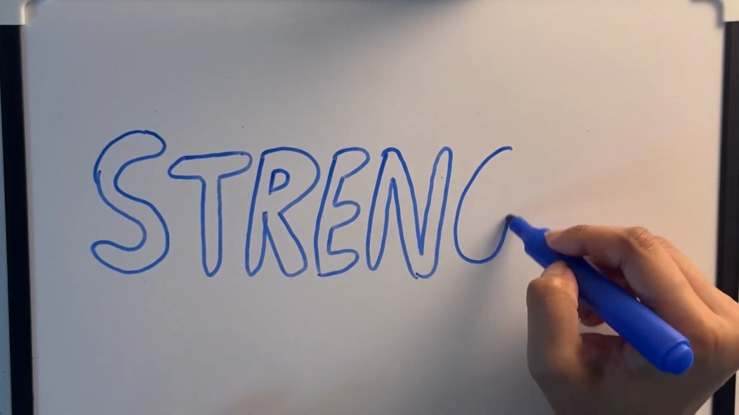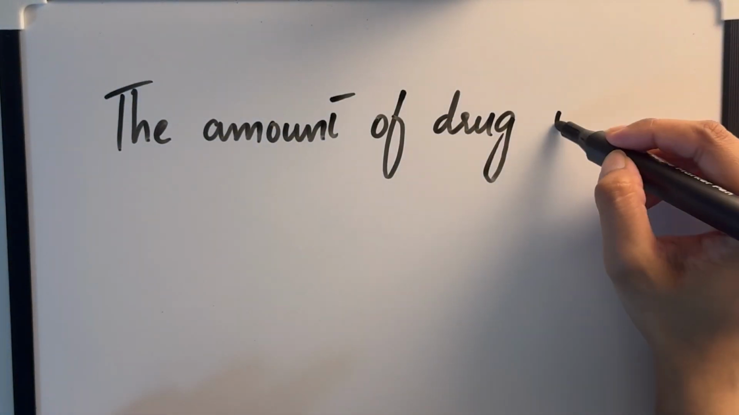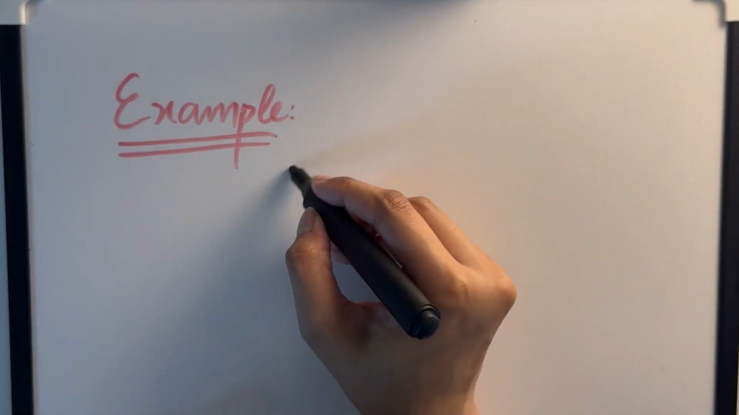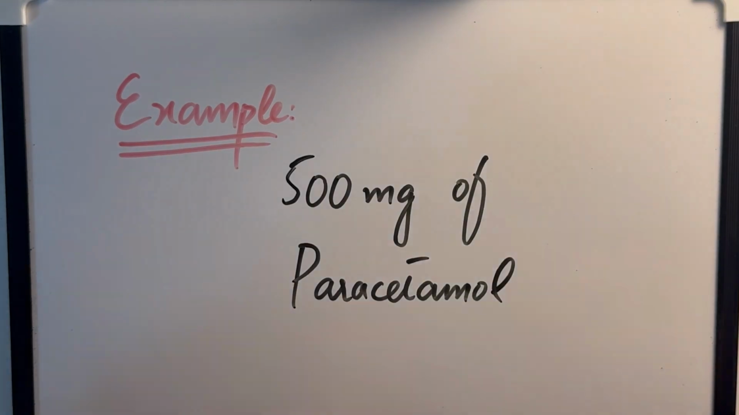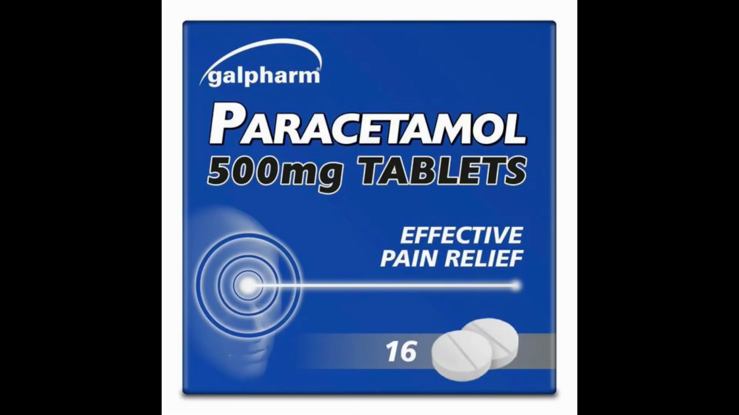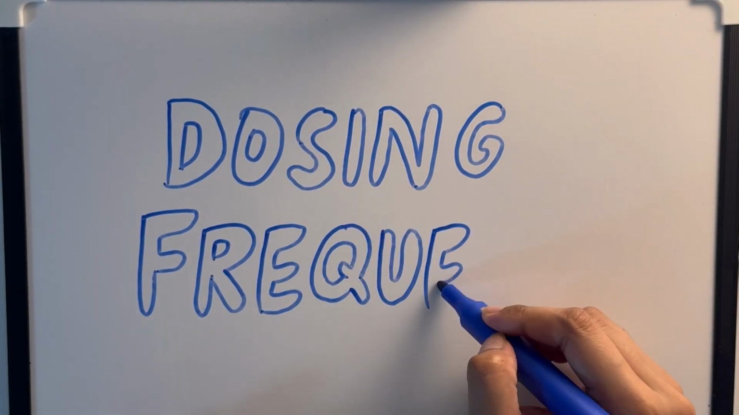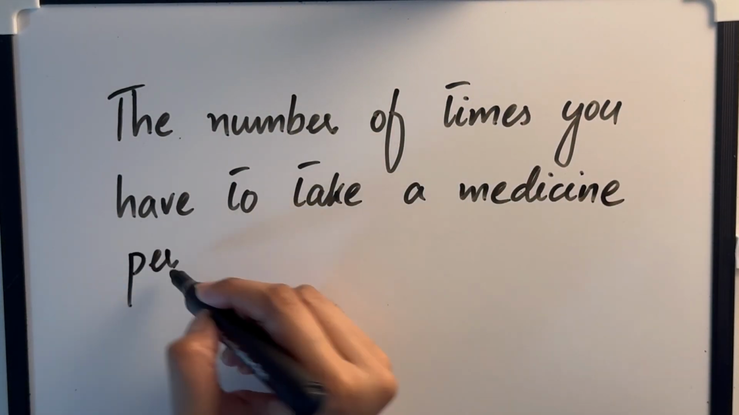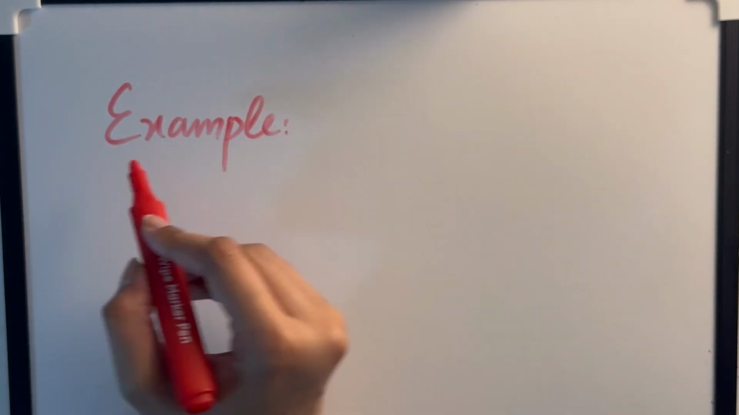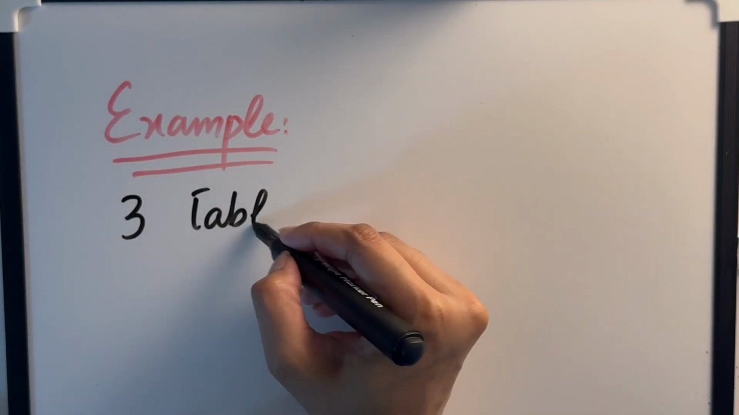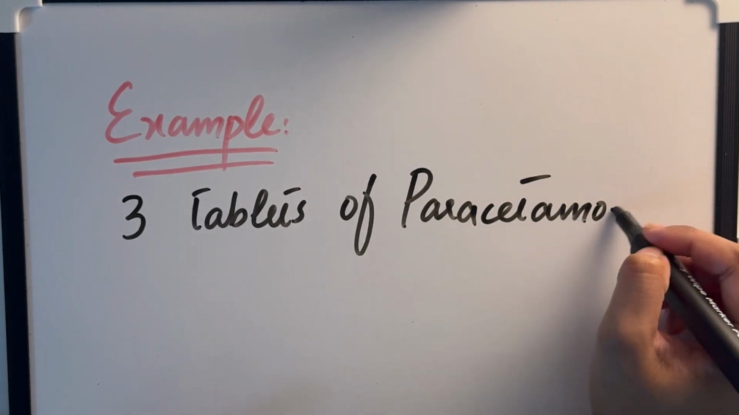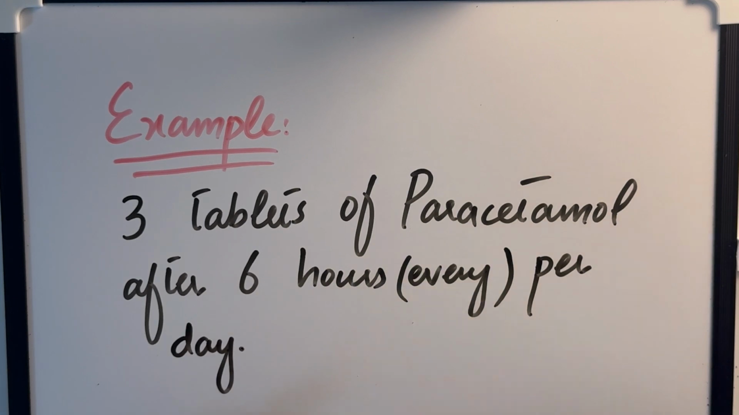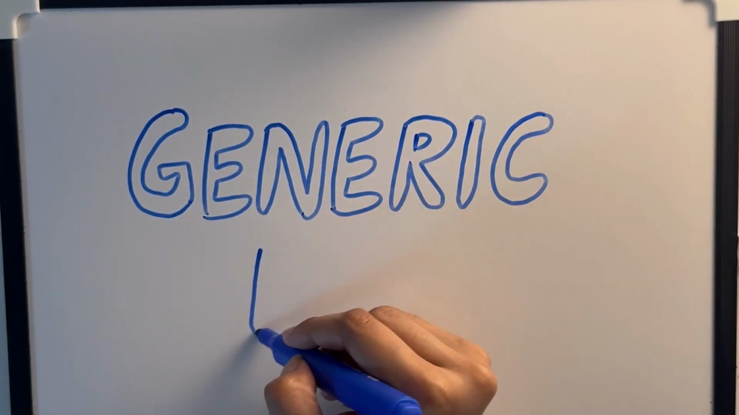What is strength? The amount of drug in a given dosage form is called strength. For example, 500 milligrams of paracetamol is its strength. What is dosing frequency? The number of times you have to take a medicine per day is called dosing frequency. For example, if you have to take 3 tablets of paracetamol with an interval of 6 hours, this is dosing frequency.